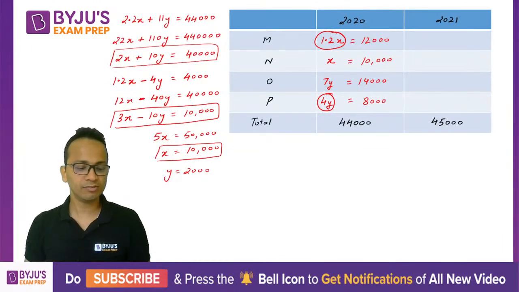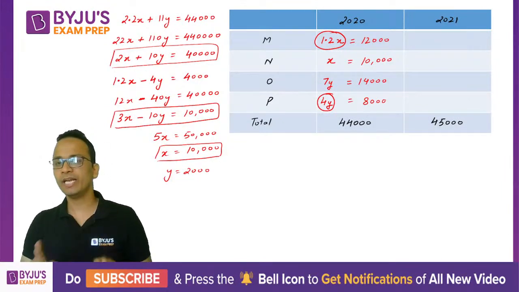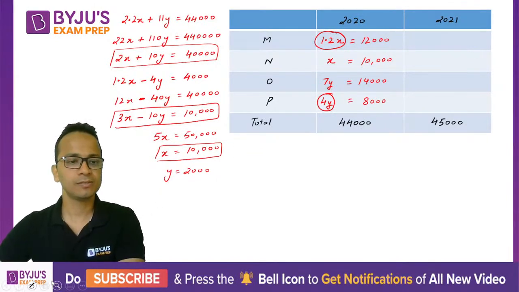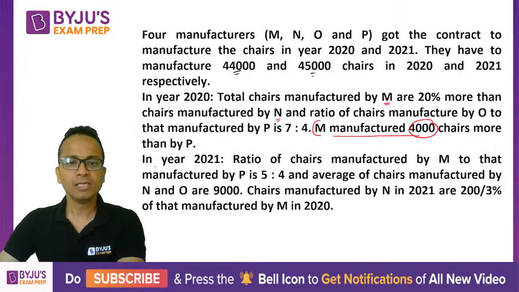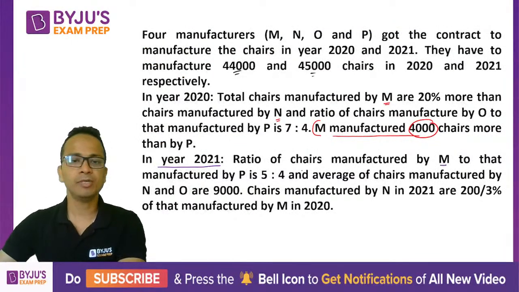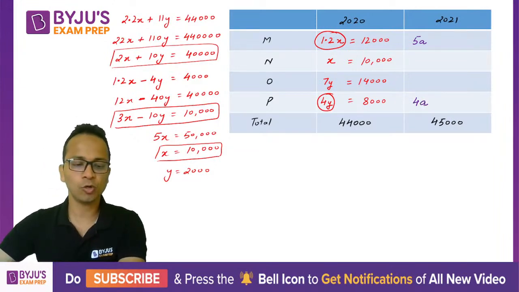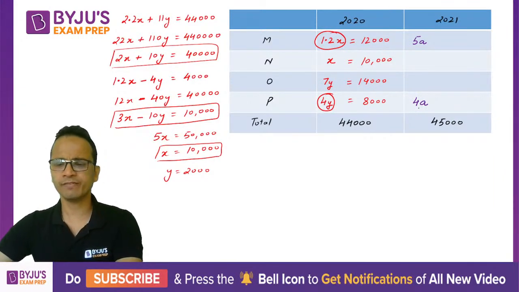All right, fine. Now let's move on to the data for 2021. Okay, so 2021 data. So in the year 2021, the ratio of chairs manufactured by M to that of P, so M is to P is 5 is to 4. So M is to P is 5 is to 4. So I'll assume this as 5A and P as 4A. Okay, right? So ratio is given.